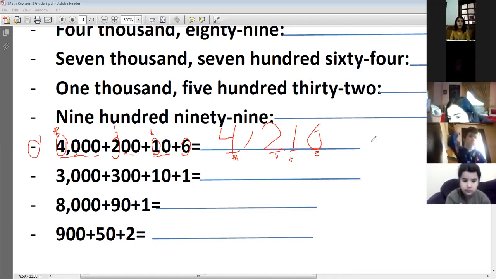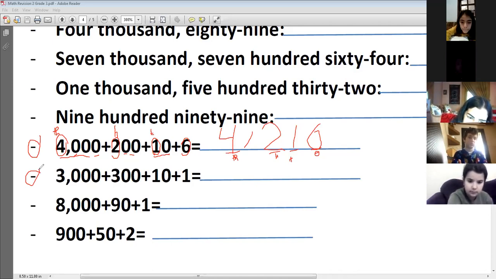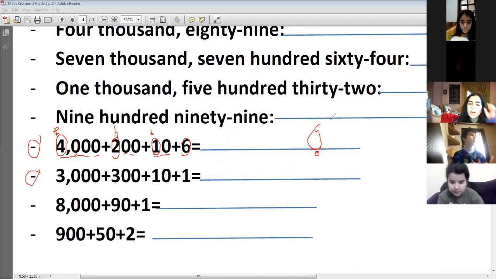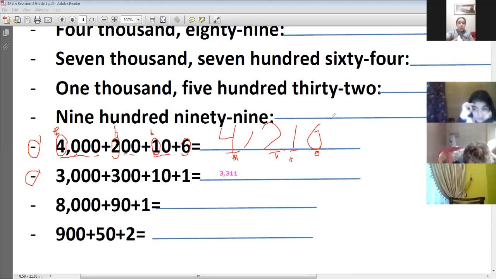Yalla, Aya. So the second one, Aya. 3,000 plus 300 plus 10 plus 1. Excellent, Aya. Can you read the number, Aya? 3,311. Excellent. All of you will solve. Okay, just give me time. All of you will solve. Yalla, Muhammad Hajj Hadi. Solve this one. 8,000 plus 90 plus 1. Okay, give me a time.